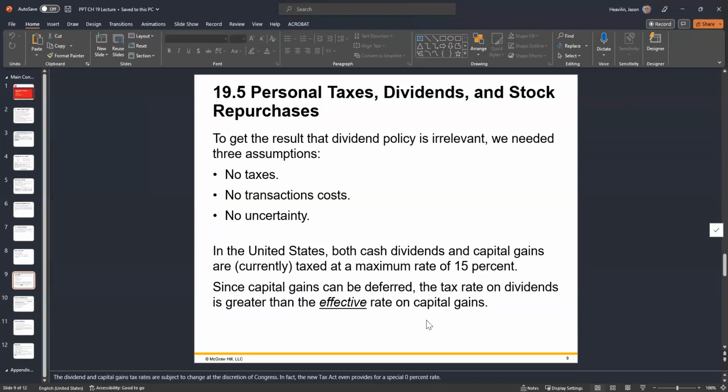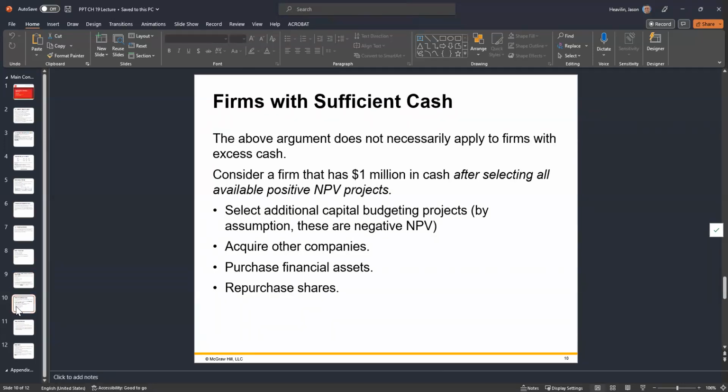And that's why it says here that the tax rate on dividends is greater than the effective rate on capital gains. There's more to it, but there's an advantage on it. Now, short-term capital gains will be taxed as regular income. Firms with sufficient cash: the above argument does not necessarily apply to firms with excess cash.